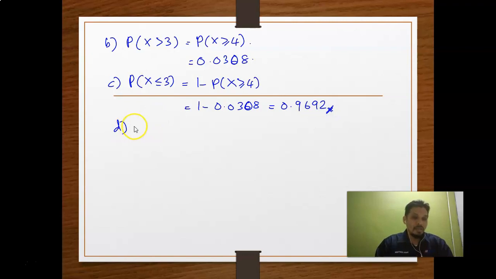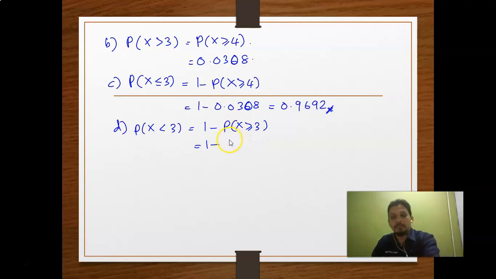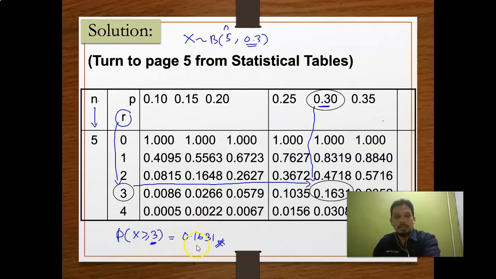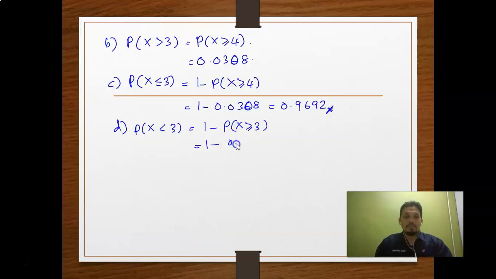D, probability of x less than 3. Okay, it is 1 minus probability of x greater than or equal to 3. It is 1 minus probability of x equal to 3 just now, which is 1 minus 0.1631, which is equal to 0.8369.